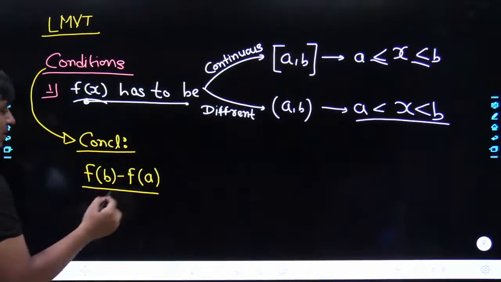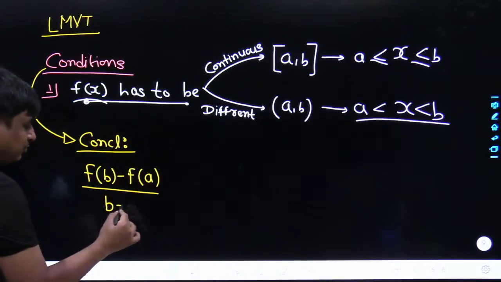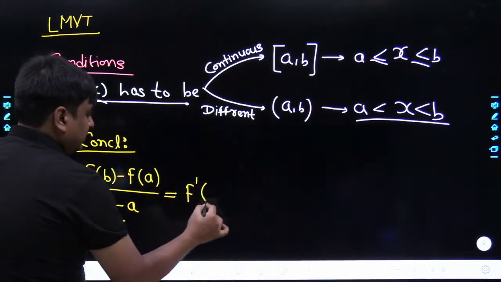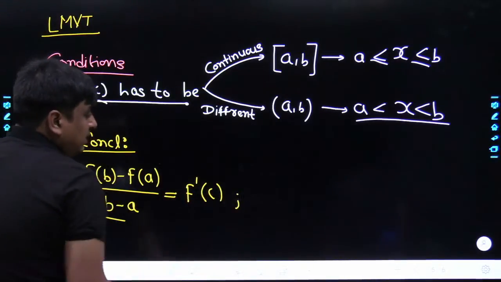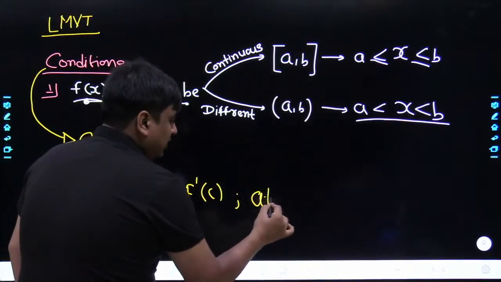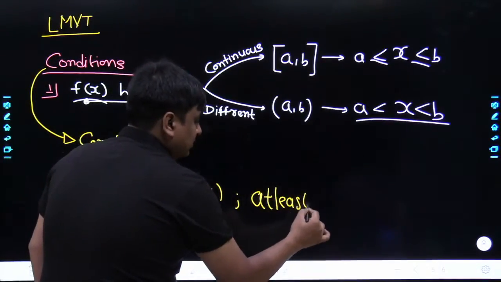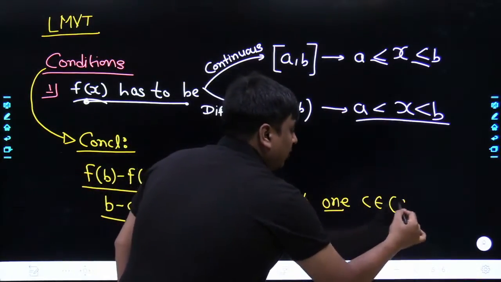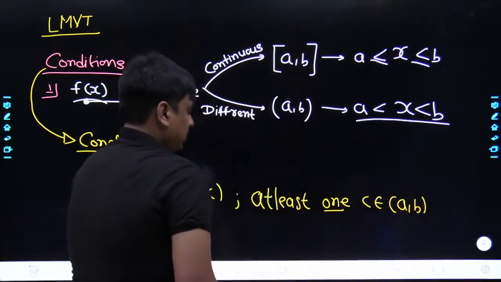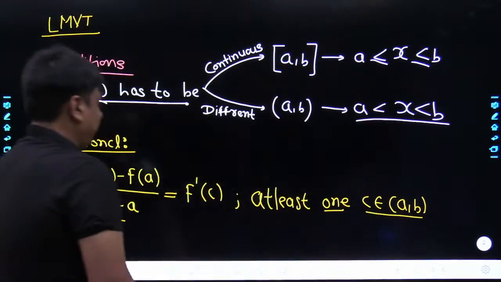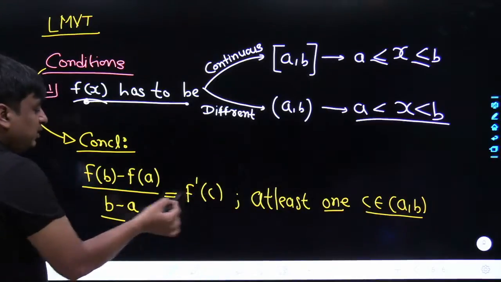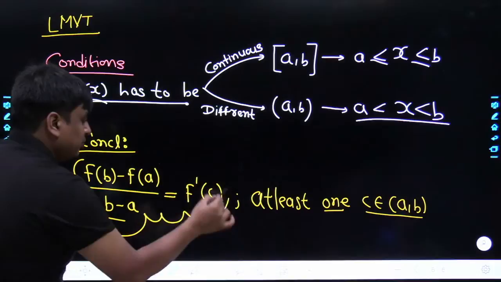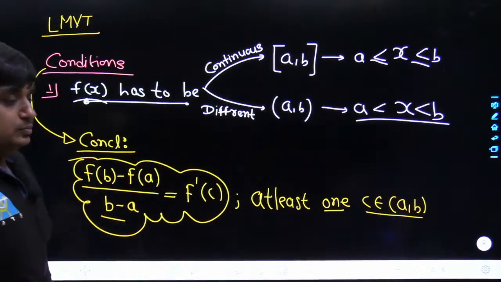So here, f of b minus f of a divided by b minus a is equal to f dash c. At least one c would be there, like last time, within the open interval a comma b, where f dash c would be equal to f of b minus f of a divided by b minus a.